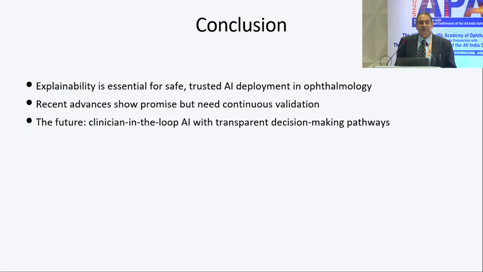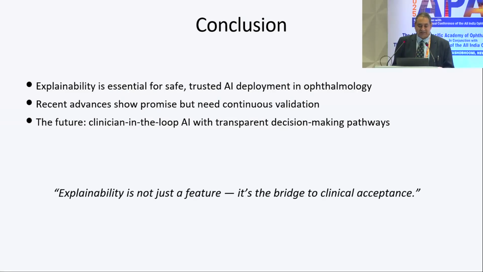The recent advances show promise but need continuous validation, and in future, clinician in the loop AI with transparent decision making pathways will have more bearing and more acceptability as far as the ophthalmologist is concerned. So it's not just a feature, it's a bridge to clinical acceptance. Many of today's AI algorithms are not clinically used by clinicians, and this will definitely help as far as adoptability is concerned.